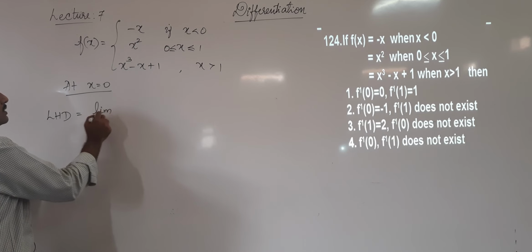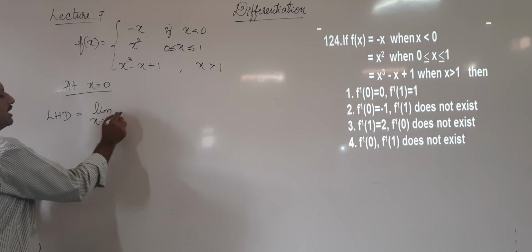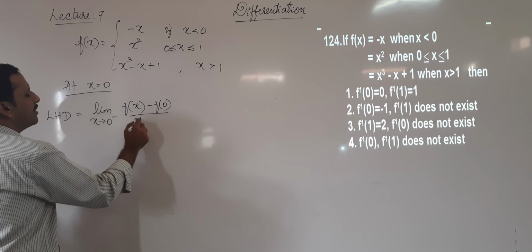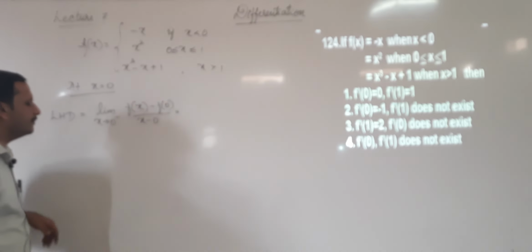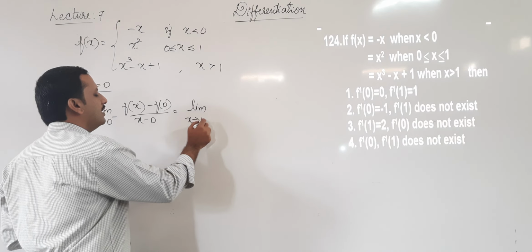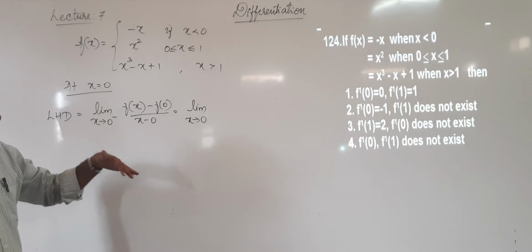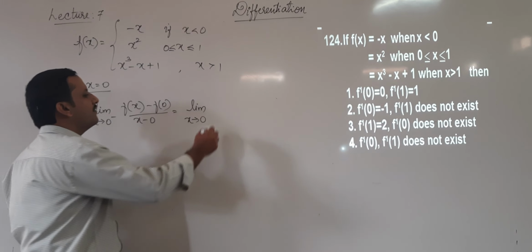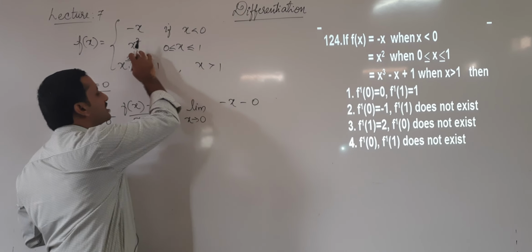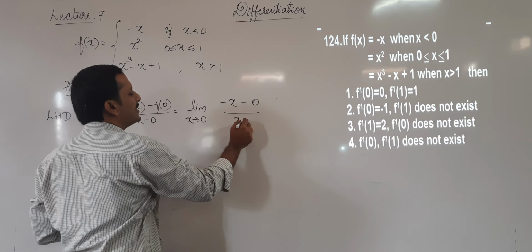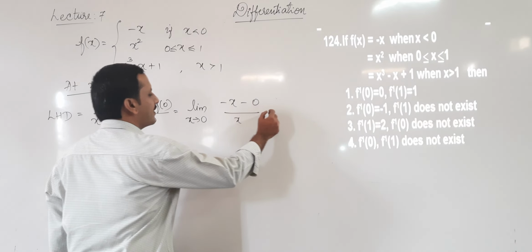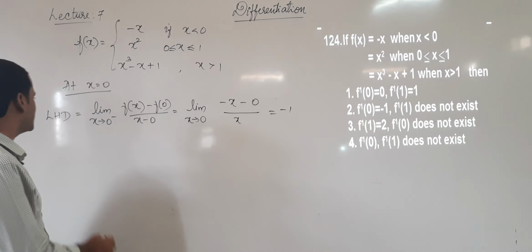That's equal to, say, limit x tends to 0 minus f of x minus f of 0 divided by x minus 0. That's equal to limit x tends to 0 f of x. x is approaching 0 from left side means x is less than 0, there f of x is minus x. Minus f of 0, at 0 put x equal to 0, 0, divided by x minus 0 which is x. So minus x by x get cancelled, so we get minus 1. Left hand derivative is minus 1.